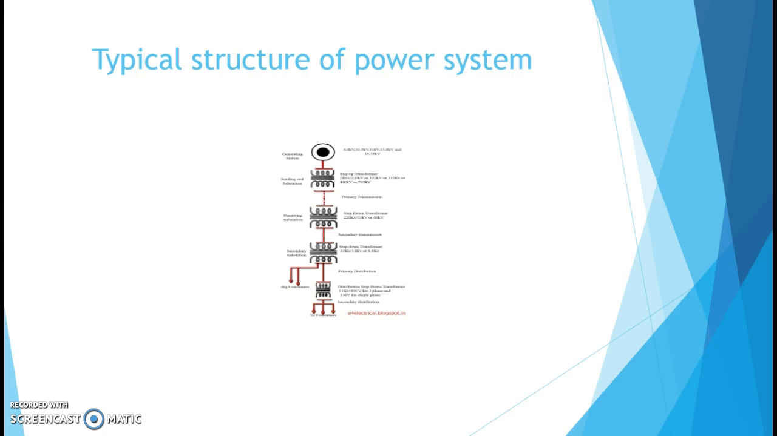This is a typical structure of our system. It starts with generation, then transmission, and ends with distribution. Here we have primary transmission, secondary transmission, primary distribution, and secondary distribution. Primary distribution goes to big consumers like factories, where we always take a 3-phase supply, and secondary consumers are our home consumers, where we take a single-phase supply. All this we already discussed in the previous class.